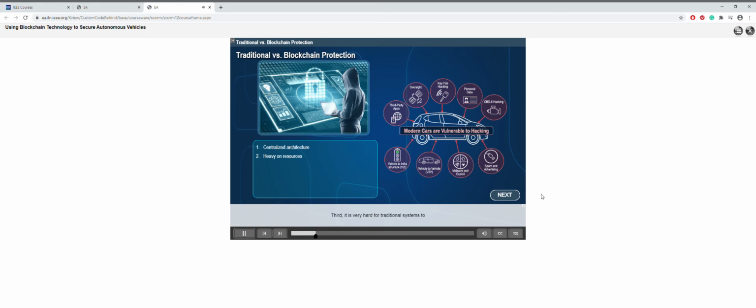Third, it is very hard for traditional systems to protect data that is mobile or on the go, like in the case of vehicles that are moving. Fourth, they are unable to manage and protect large amounts of data being exchanged at the same time. Fifth, they do not have access to the history of each vehicle, and therefore there is no verification. And sixth, there is no distributed network. On the other hand, blockchain technology protection offers a secure, decentralized, distributed environment for vehicles.